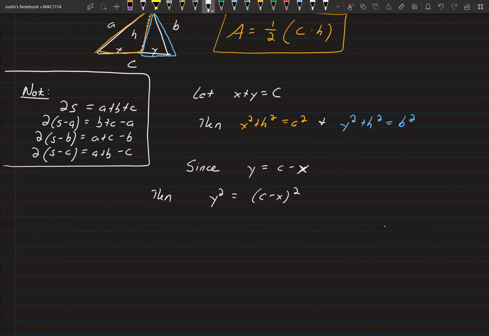If I FOIL that out, I'm going to get c squared minus 2cx plus x squared. Shout outs to algebra. And now I'm going to add an h squared to both sides. You might be wondering why. Well, just hang in there. So I'm going to add h squared to the left-hand side, and on the right, do the same thing.